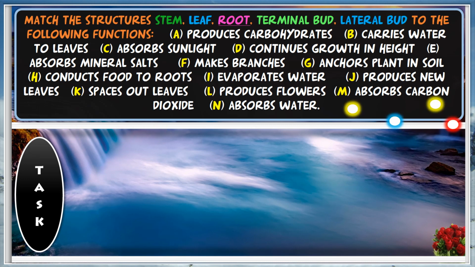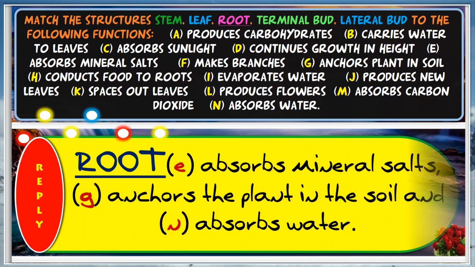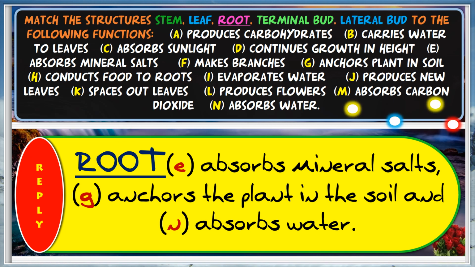The root. Root. E, absorbs mineral salts. G, anchors the plant in the soil. And N, absorbs water.